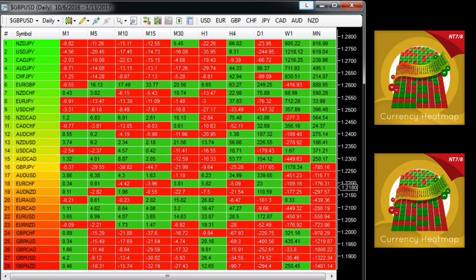One indicator and one workspace delivering information from 252 charts. A great return on investment, we think.